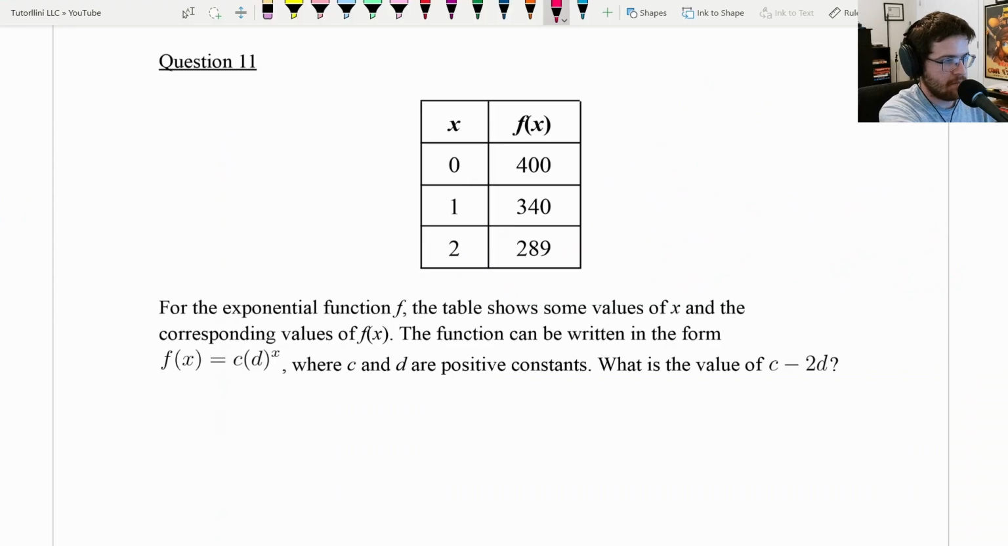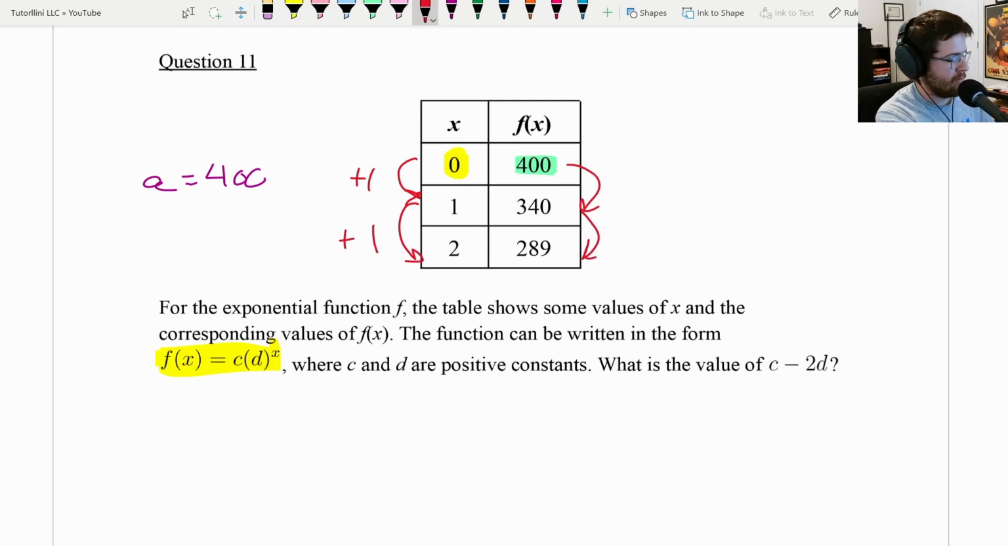Okay, question 11. So they tell me it's a basic exponential, so I don't have to worry about making sure that it is one. I see that x is 0 here. So this value here is a, so a is equal to 400. And now x is going up by 1. That sure is convenient. But I have no idea what the y's are getting multiplied by. I can't really tell. The numbers are too peculiar.